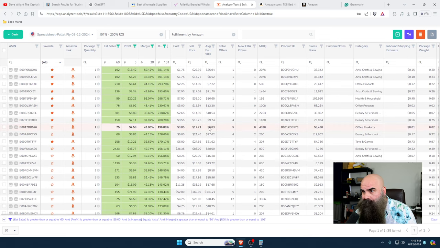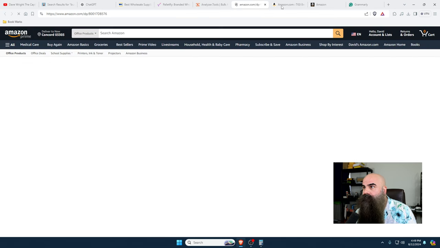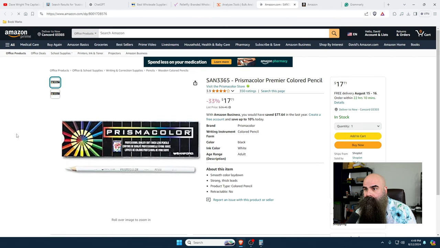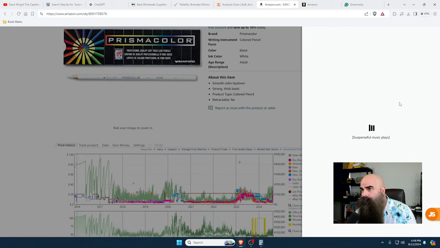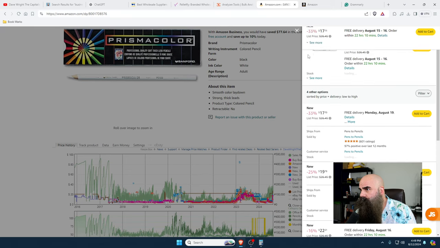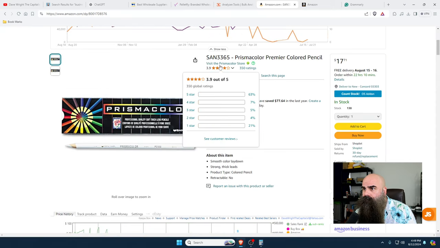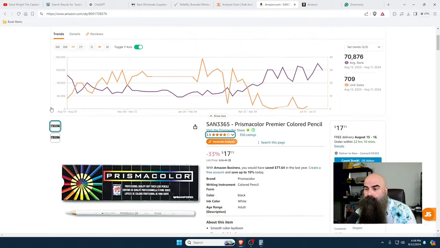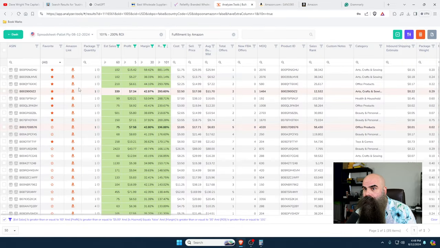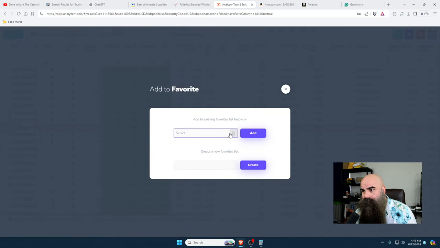And let's look right here. What do we got? Office products. Not a huge office products fan, but let's just look at it. It looks like just a couple of people on this listing. This is Prima Color Store, so it's not sold by the same person. 42 units a month. We would have to buy like 4,000 of them, so that's not happening, people. It's got a high minimum order quantity.